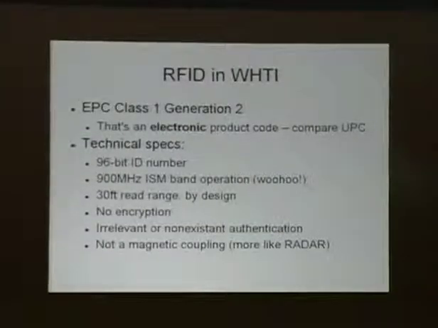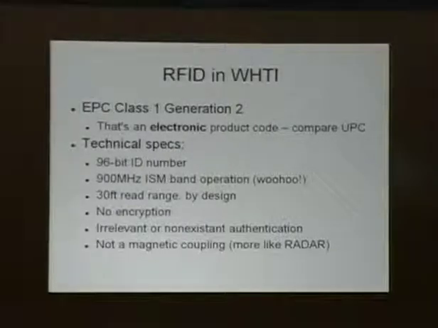So, as I mentioned, these things have RFID tags in them. The technology that's used is EPC Class 1 Generation 2. EPC is an electronic product code. Compare UPC, which is a universal product code, and straight away you can guess that these things aren't much more than a barcode. And they aren't. They have a 96-bit ID number. They operate in the 900 megahertz ISM band, which leads to some pretty interesting consequences, as we'll see later. Hence the woohoo, we like the ISM band.